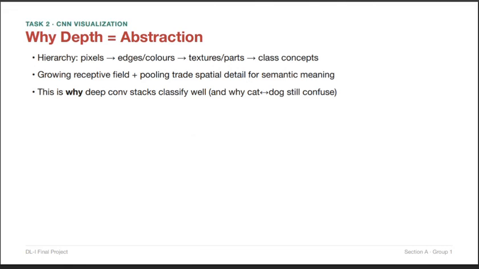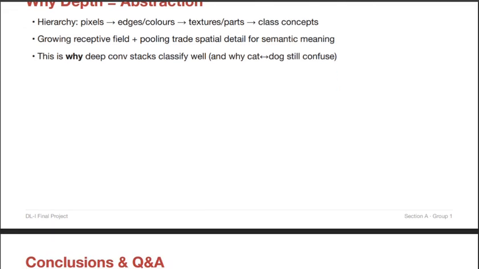Our visuals reveal a clear hierarchy of learning. The first layer detects simple edges and colors. Intermediate layers combine those features into textures and shapes. Deeper layers capture object-level concepts that are useful for classification. This provides insight into why CNNs are so effective at image recognition tasks. Next.